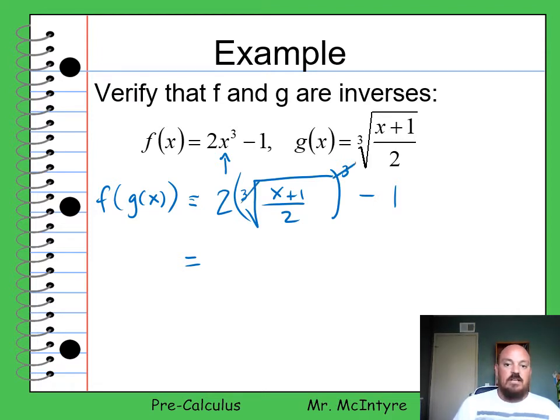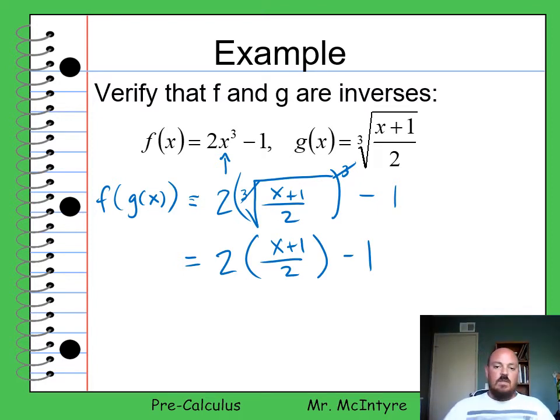Those are the things that are going to get canceled. So I have 2 times x plus 1 over 2 minus 1. Now again, on this step, if you try to cancel the 1's, that's still a wrong step because one of them is being divided by 2. So you can't touch that. You can't touch something from inside of a fraction and cancel it with something from outside.